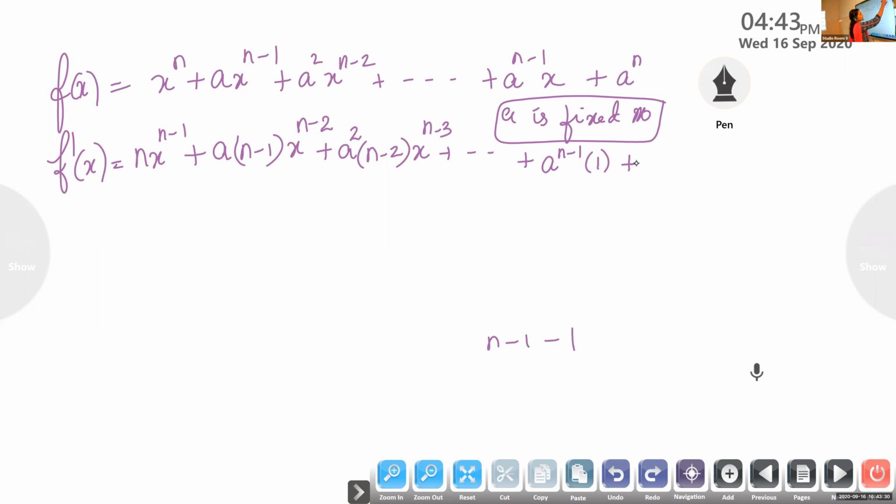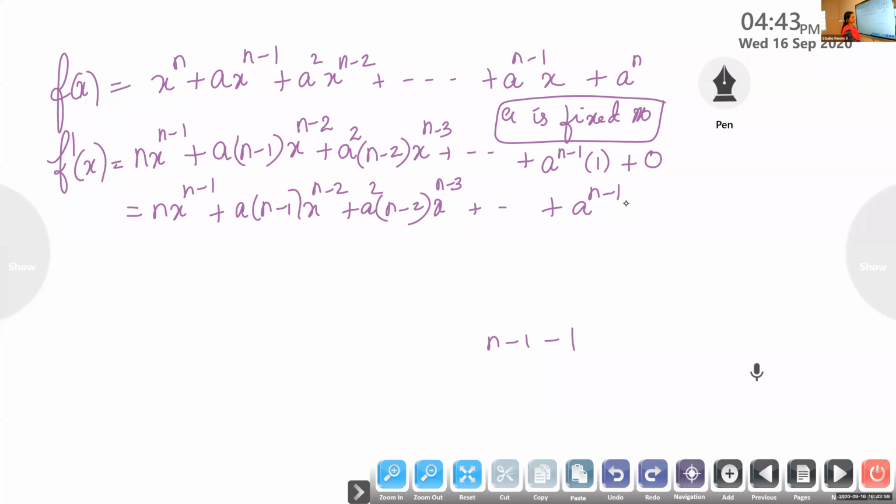Plus, what about the derivative of a raised to n? a is a constant, so the derivative will be 0. So it is the same as n into x raised to n minus 1, plus a into n minus 1 into x raised to n minus 2, plus a square into n minus 2 x raised to n minus 3, and so on, plus a raised to n minus 1. Is it okay?